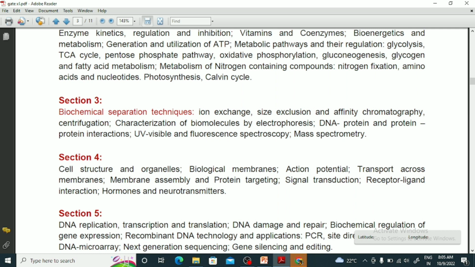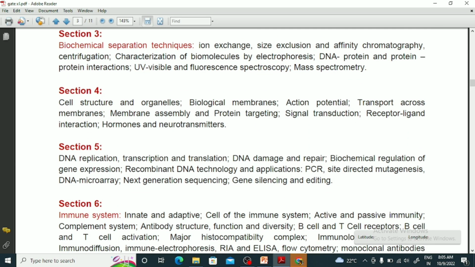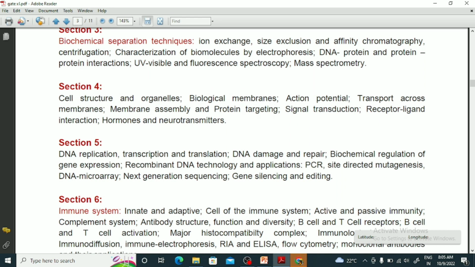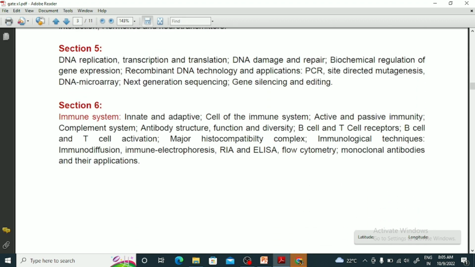Unit 4 is majorly related to cell biology. In addition, we also have the topic of hormones and neurotransmitters. Unit number 5 is majorly for the molecular processes. Then unit 6 is majorly for immunology. So these are the 6 units that we have to focus on if we are focusing upon XL-Q, that is the biochemistry section.